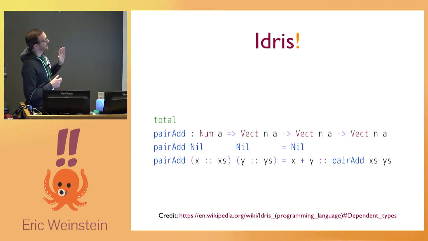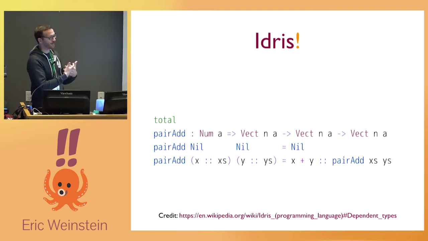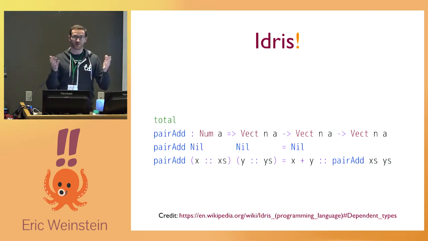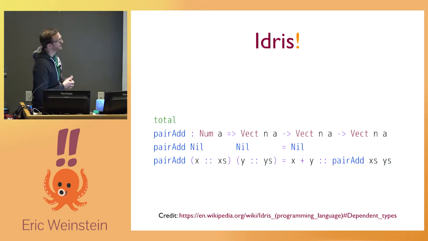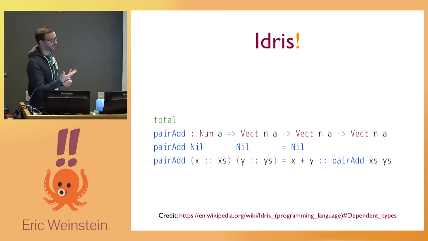But the idea here is you have numeric A, so this is very similar to Haskell's notion of type classes. These are actually, I think, Idris interfaces. But what you're saying is you have something that implements numeric. You have a vector of these A's, you actually have N of them, and you take two vectors of length N of A's, and you get a vector of A's that is also of length N. So the type system is actually telling you that if you add these two vectors pairwise together, you will get another vector of the same type that is the same length as the original.